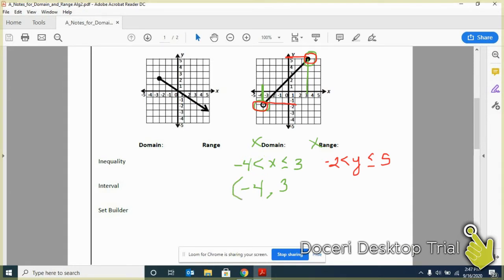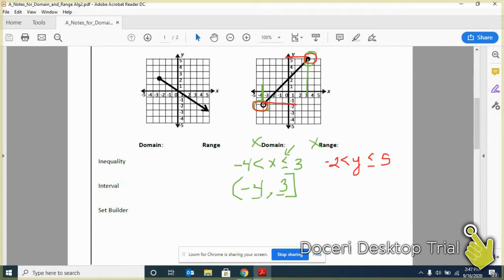And because I used an inequality sign that looks like this, I'm going to use a bracket. And it reads basically from -4 to 3 and all values of x between. Okay, that's how it reads.